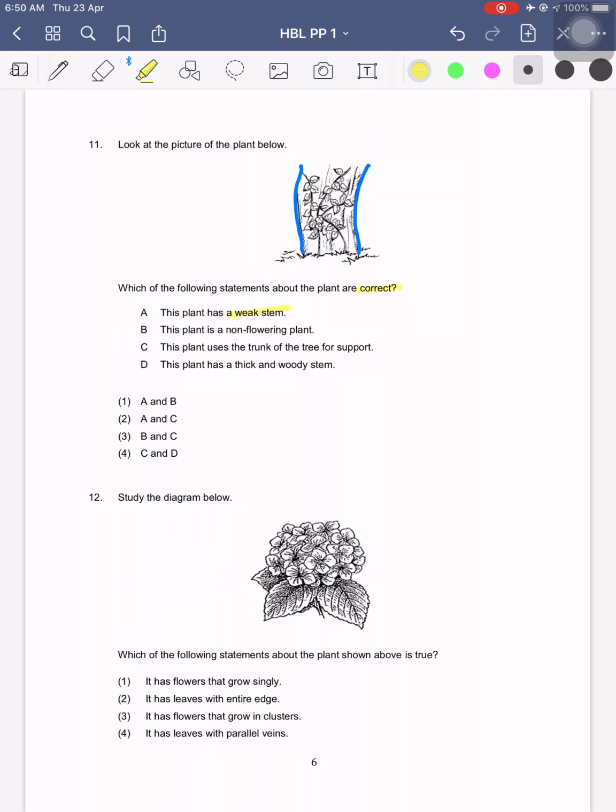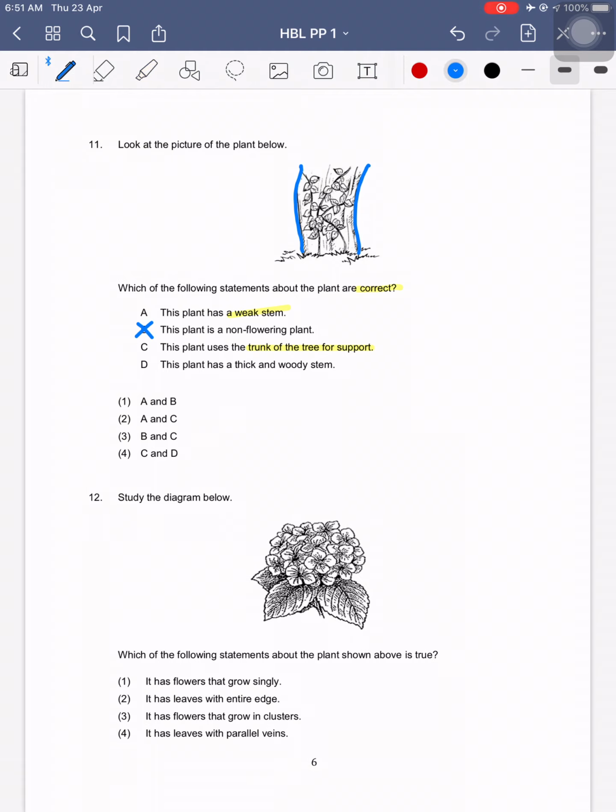Now, statement B, this plant is a non-flowering plant. We can't really see, but this plant doesn't look like a fern. So I'm afraid that this should be wrong. It doesn't look like it's a fern. It should be a flowering plant. Now, statement C, this plant uses the trunk of the tree for support. Well, this is true.